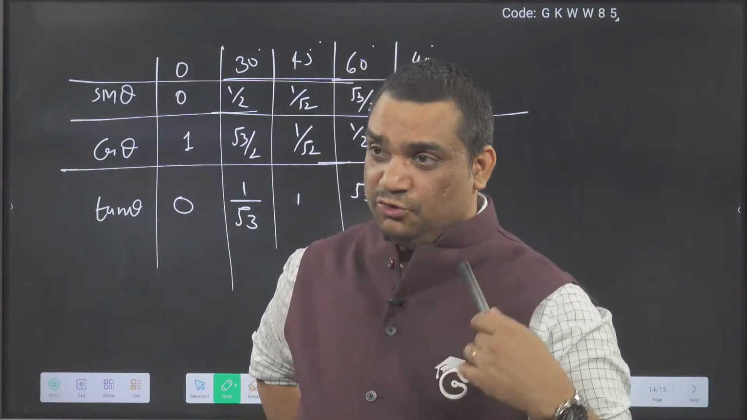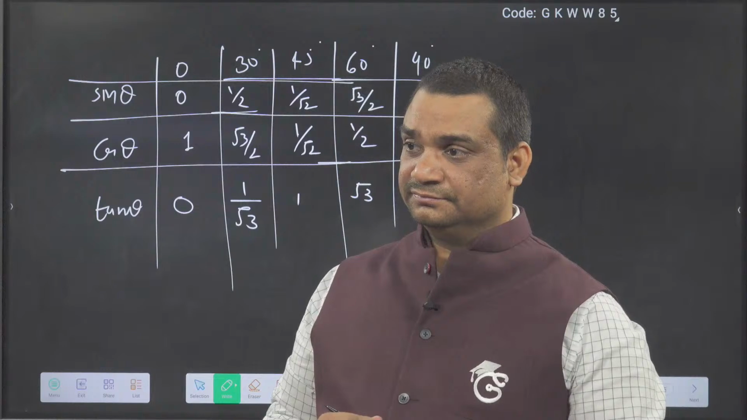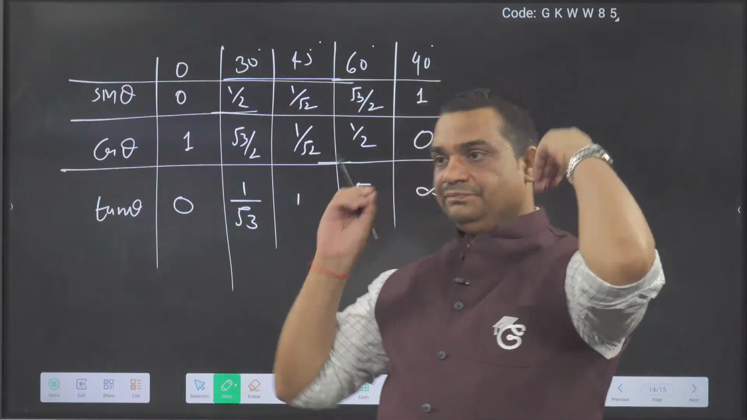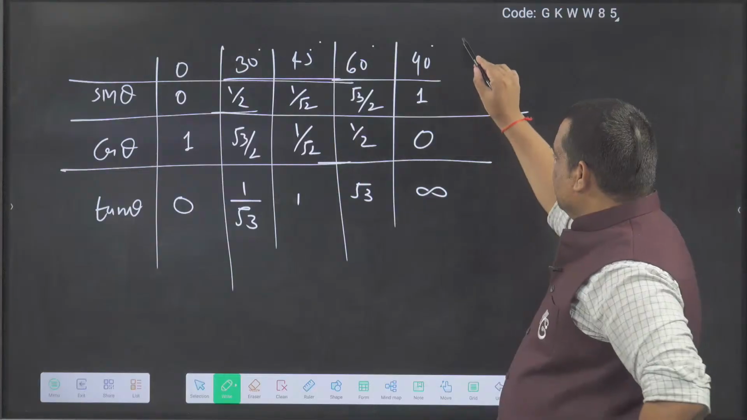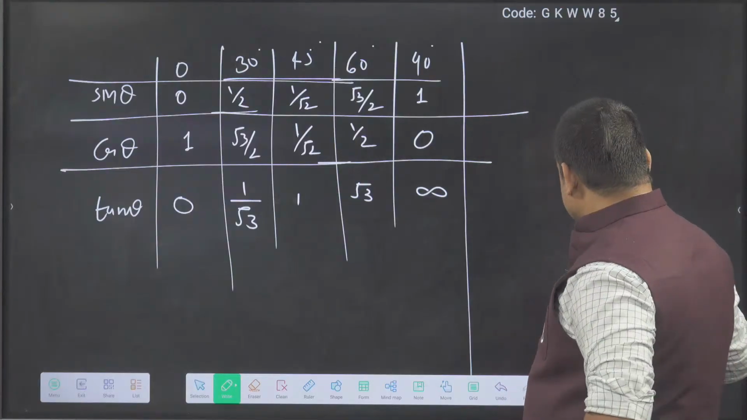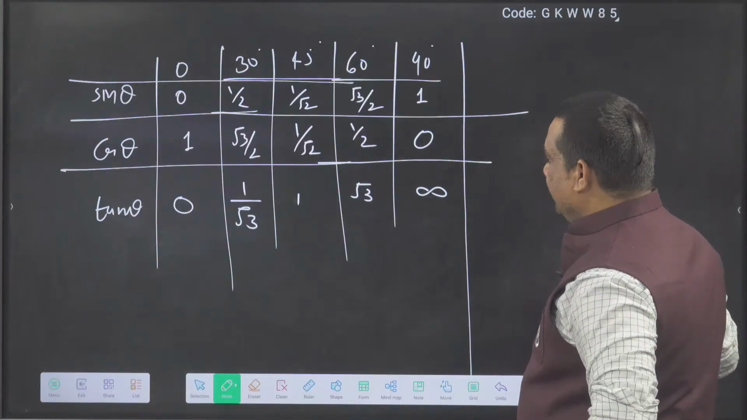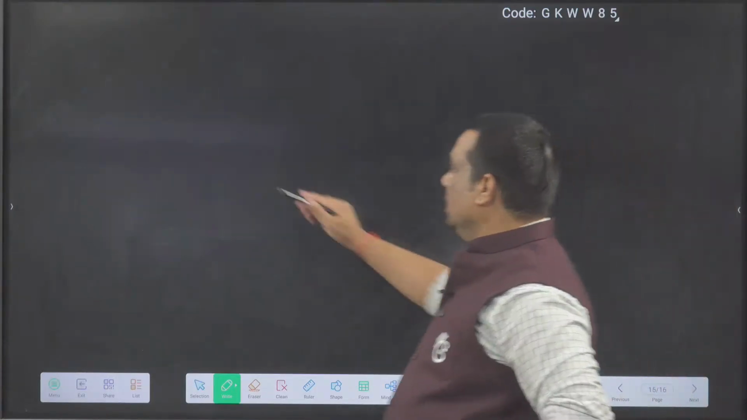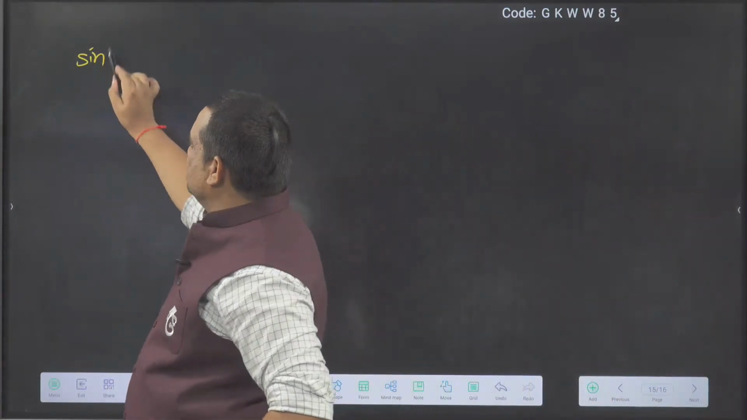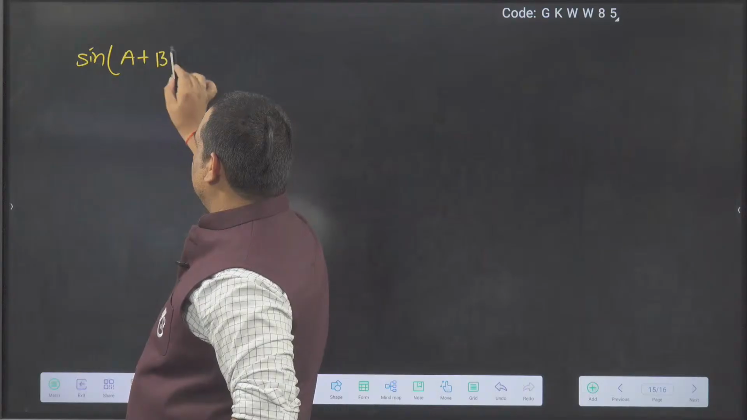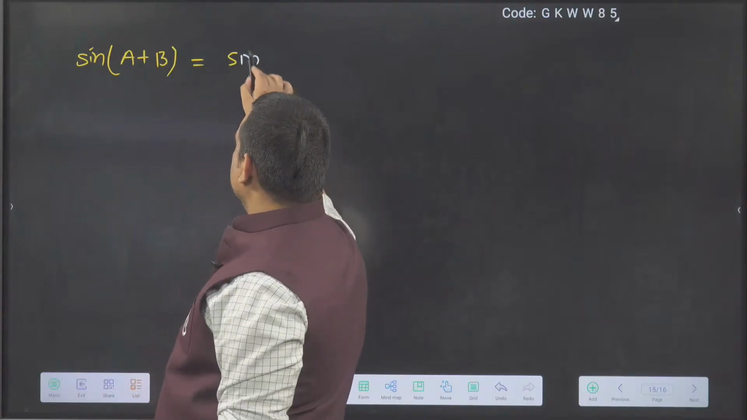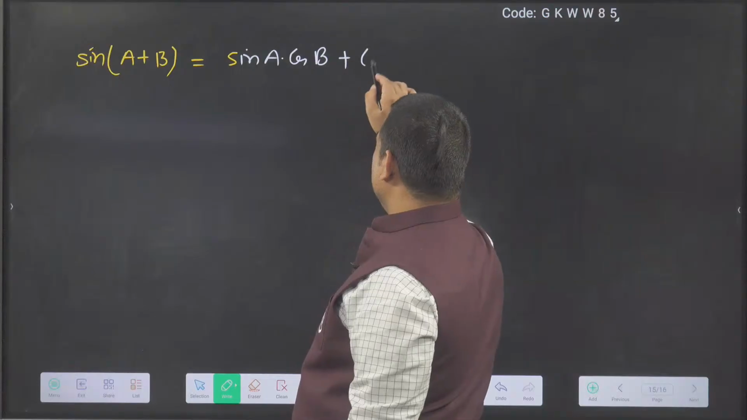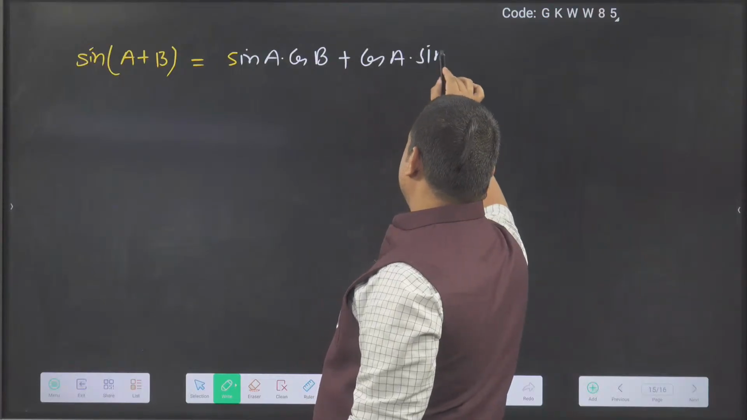Clear? Can I move further? Okay, I will move. For the next, this is the minimum. Now if I need some angles like 75 or 15, for this you need to know these formulas, that sine a plus b. These are known as addition formulas. So sine a plus b will be sine a cos b plus cos a sine b.